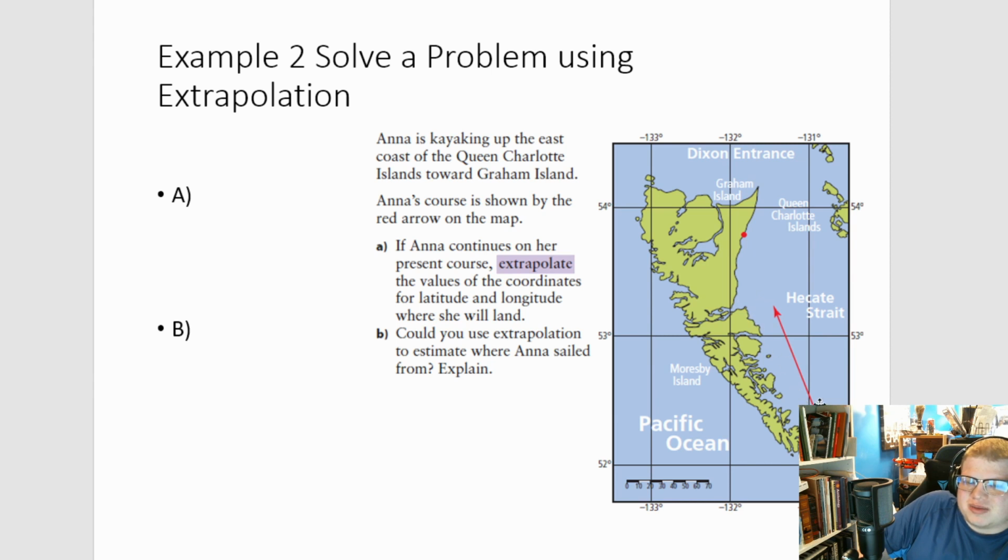You're trying to approximate or extrapolate the coordinates for the latitude and longitude where she's going to land. So you can see going up here, they've already actually predicted what point she's going to hit the island. They've done the ruler work, but you would find that with a ruler.